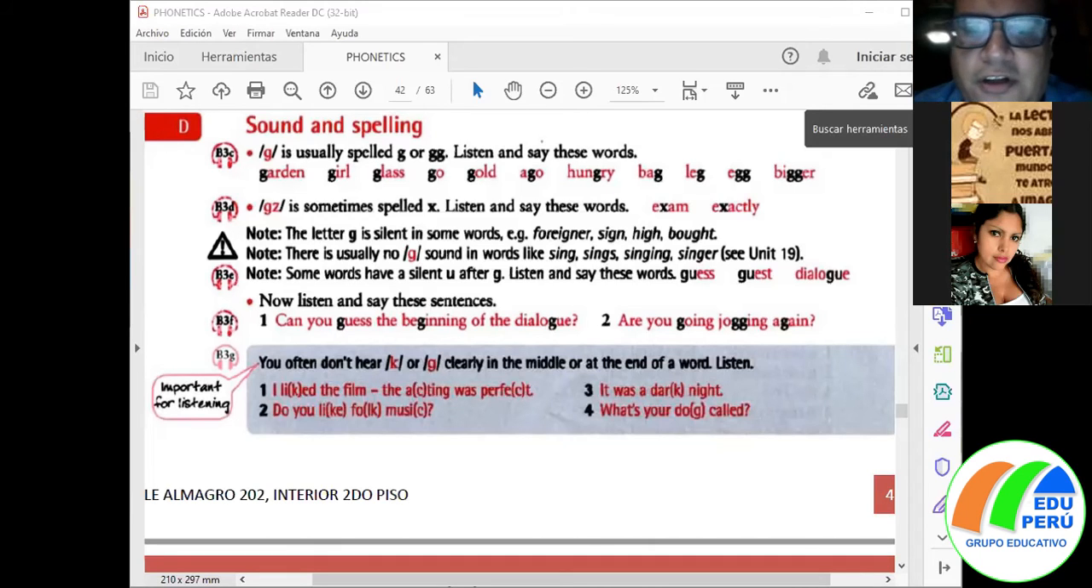Number 4. What's your dog called? Dog. I'm saying the g sound clearly. What's your dog called? Now, connected. What's your dog called? What's your dog called? I noticed something that I did before. What's your? And this is another process. Now we're going to analyze it. What's your dog called?